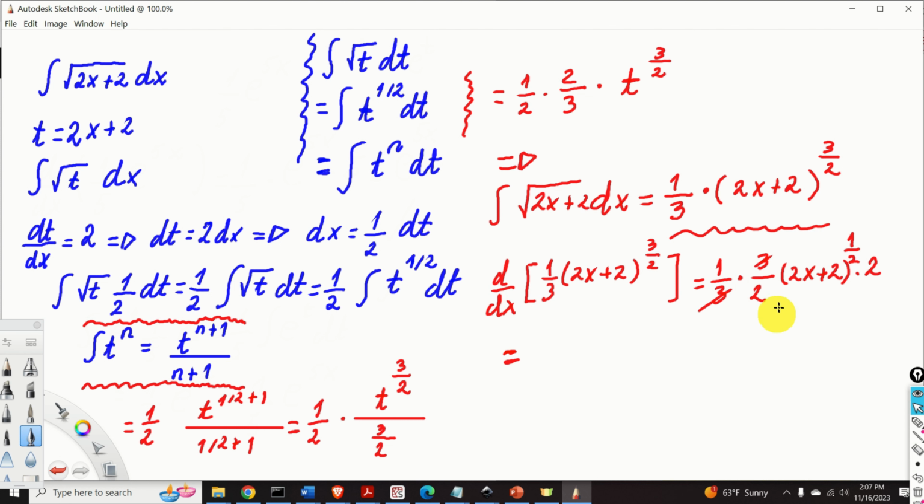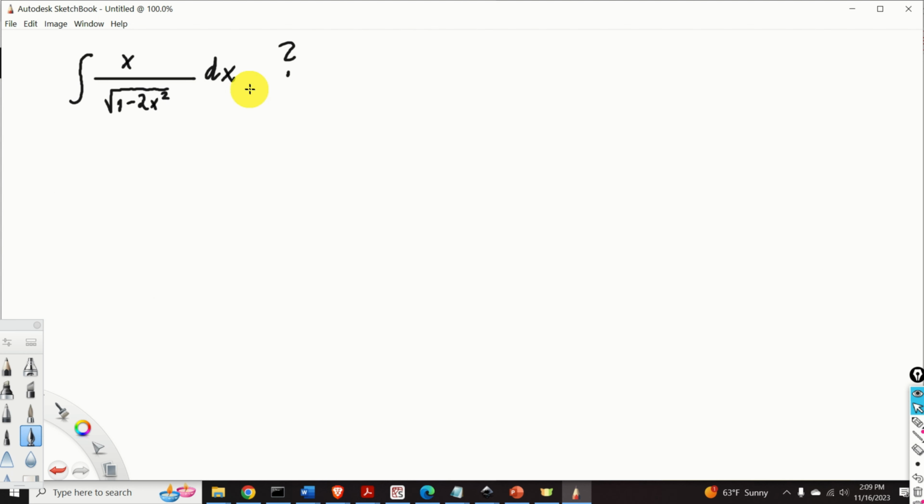3 and 3 can be cancelled, 2 and 2 can be cancelled. Consequently, I obtained square root of 2x plus 2. And that's exactly the expression under the integral. This means that we have correctly solved this integral. And finally, let's solve the third integral.